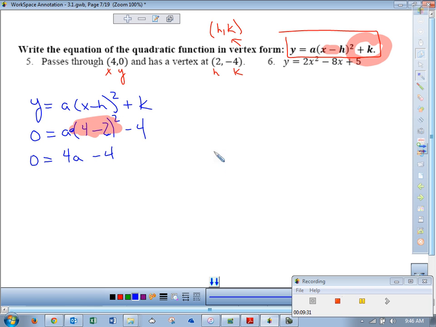I see this all the time, though. People write this, and then they go ahead and think that they can subtract those from each other. And you're violating the order of operations, because isn't there multiplication going on right there? You can't do that. So now let's solve for a.